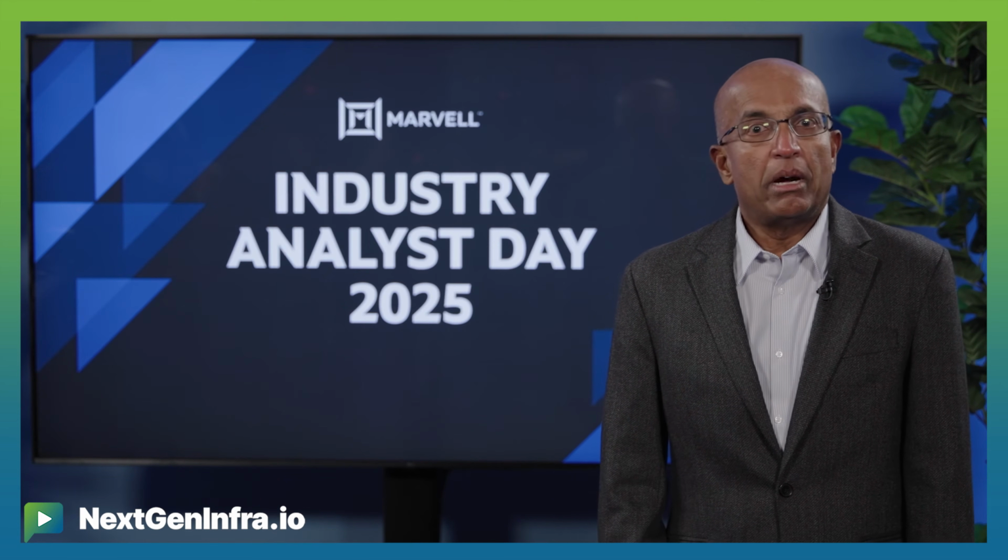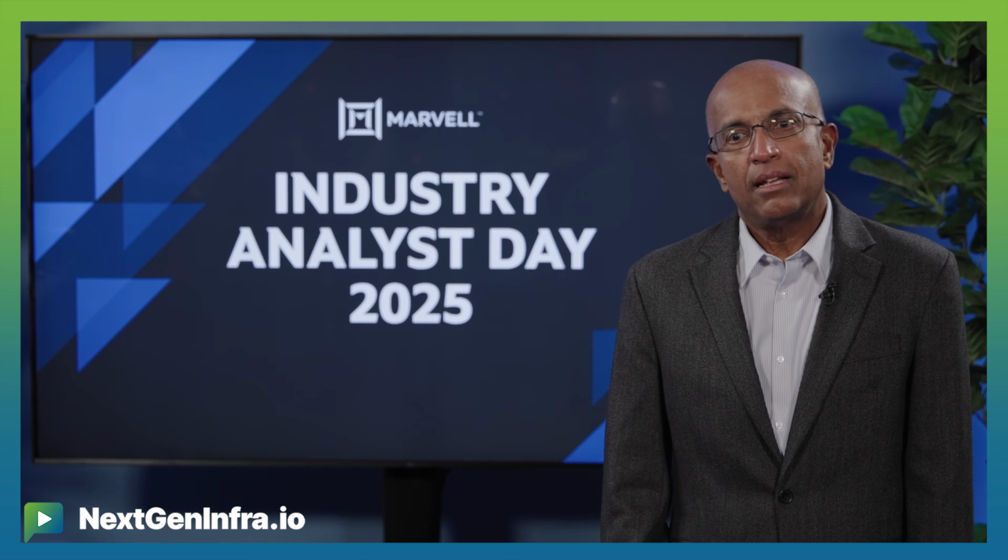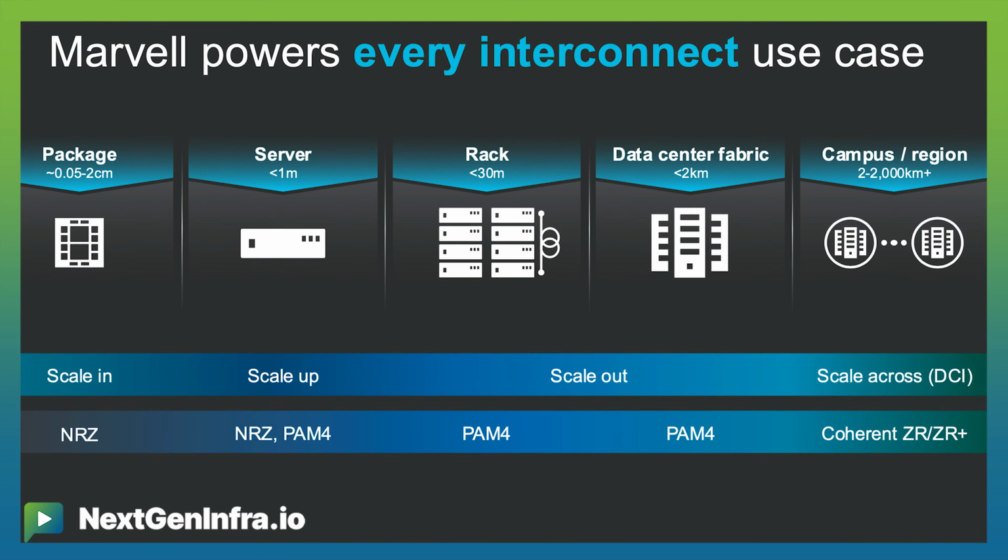So the question is scale up, scale out, and scale across. First, the difference is essentially distance, but between scale up and scale out, even the distances are getting a little murky. For scale out, they run anywhere from 30 to 300 meters, and anything under 30 tends to be scale up these days. And anything beyond 2 kilometers all the way up to 2,000 kilometers is scale across, which is traditionally called the DCI market.